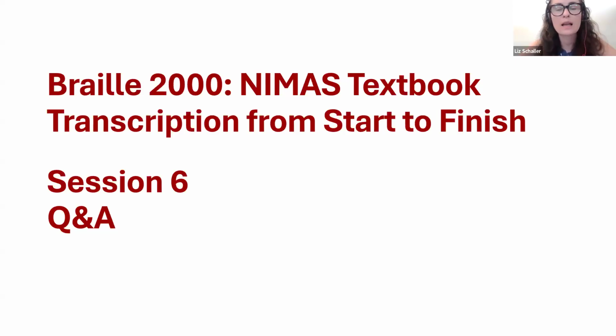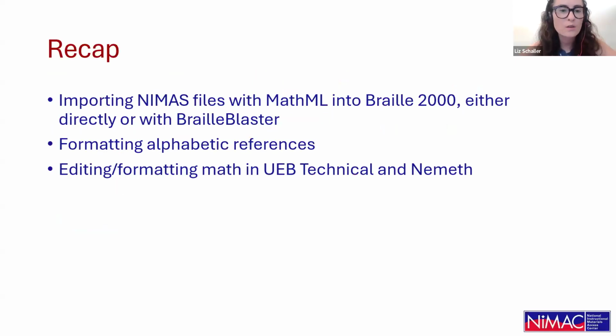If we take a look back at last week during session 5, we talked about alphabetic references and how to format those. We also talked about how to import NIMAS files that contain MathML or math tagging into Braille 2000, either directly or through a Braille Blaster intermediate step import. And then we also looked at how to edit and format math, both in UEB Technical as well as in Nemeth. It was a busy session last session.